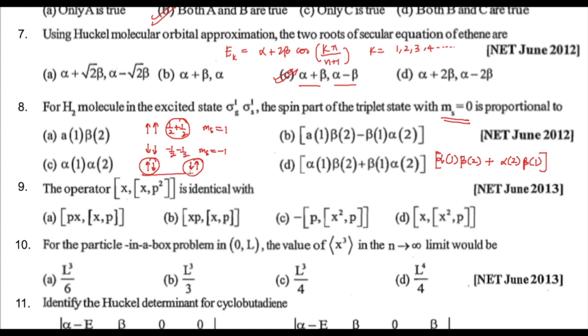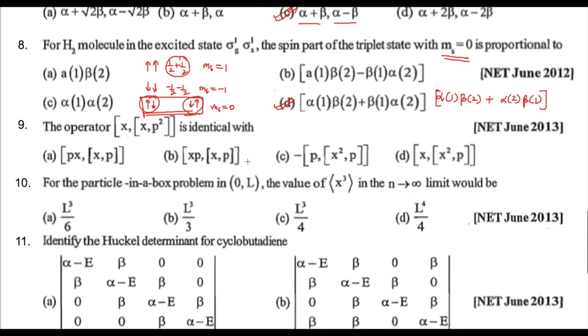So for this arrangement only, you are going to get ms equals 0. If you look at the options, the only option which contains that is option number D. So that is going to be the correct answer for this question. So this is how it has to be done. Let's go to the next question then, and the next one is a pretty simple question.